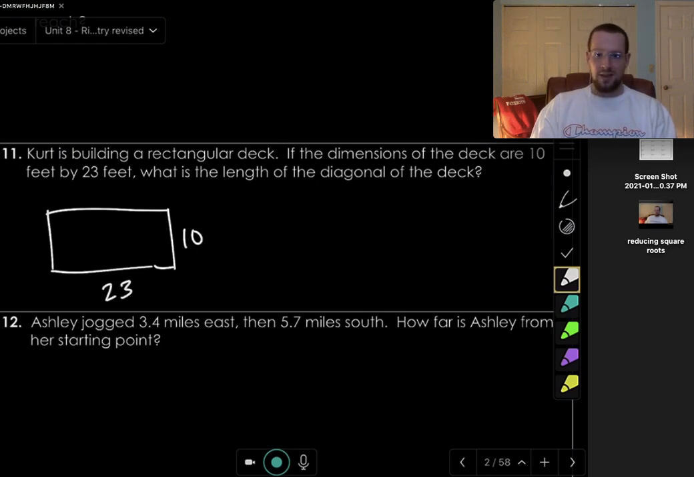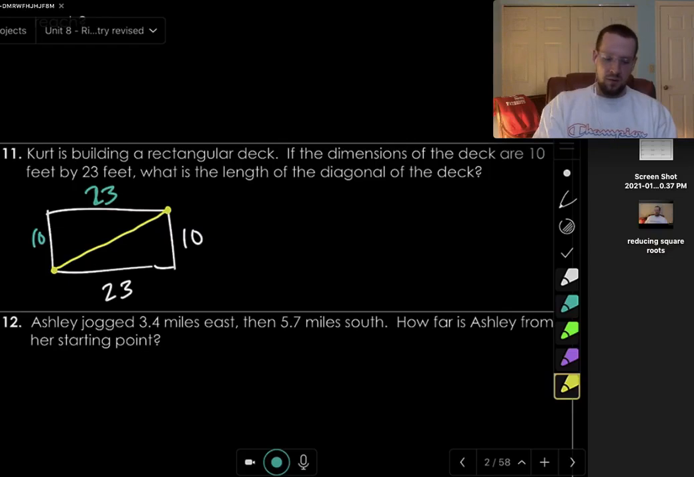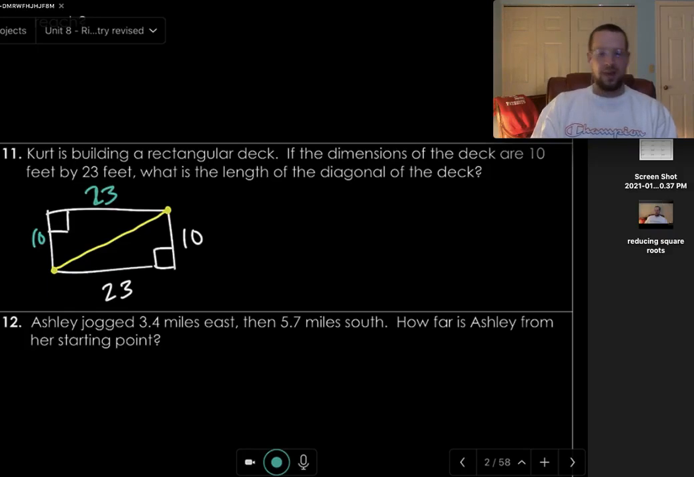What's the length of the diagonal? Well, the diagonal goes from one corner to the other. So that could be a diagonal. We could use this one as well. Either way, we want to find the measure of this yellow line. So what are we going to do? If you remember, rectangles have right angles. All four angles of a rectangle are right angles.